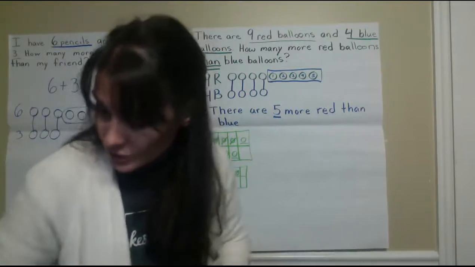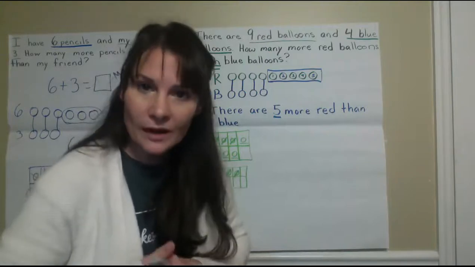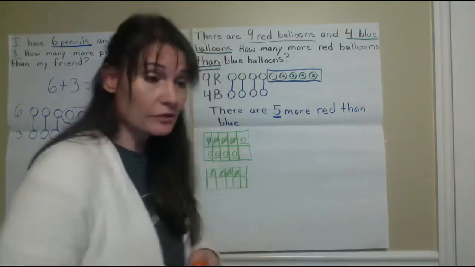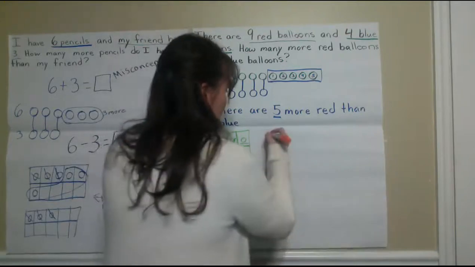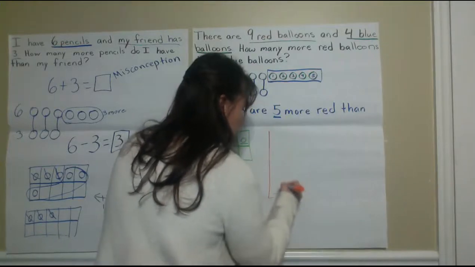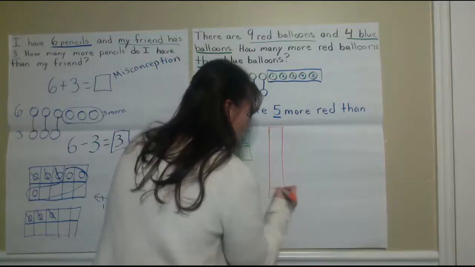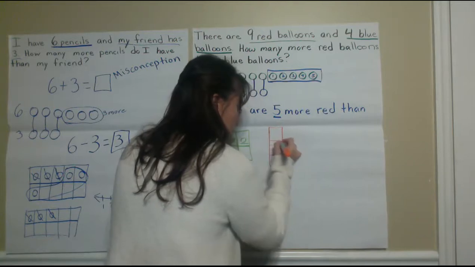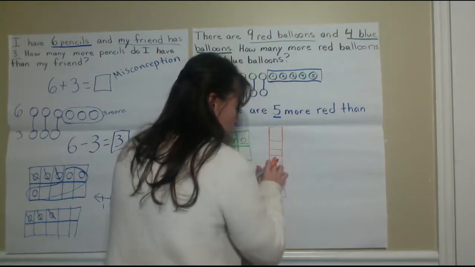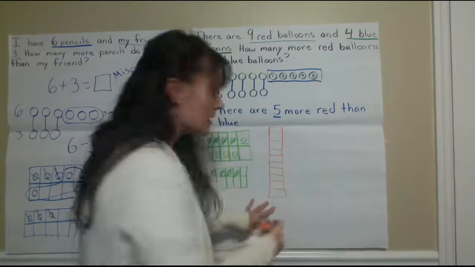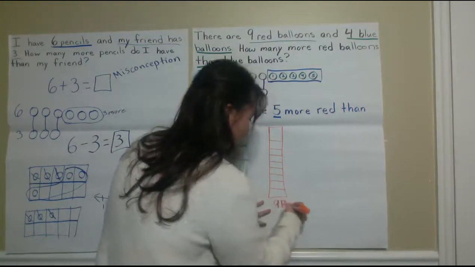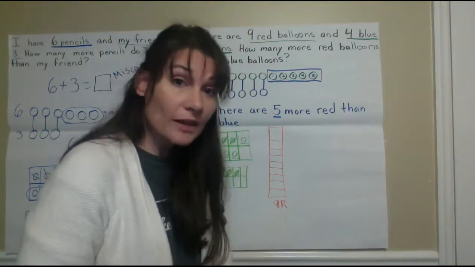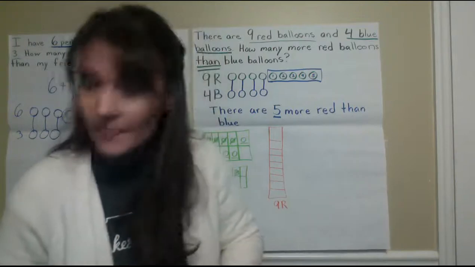Another person used their cubes, and that is a great way to compare because you can use one color for one number and another color for the other number. So let's say that I drew my cubes. I had 1, 2, 3, 4, 5, 6, 7, 8, 9. So there's my 9, and I'm going to label that red. And then I've got my, how many? 4 that are blue.